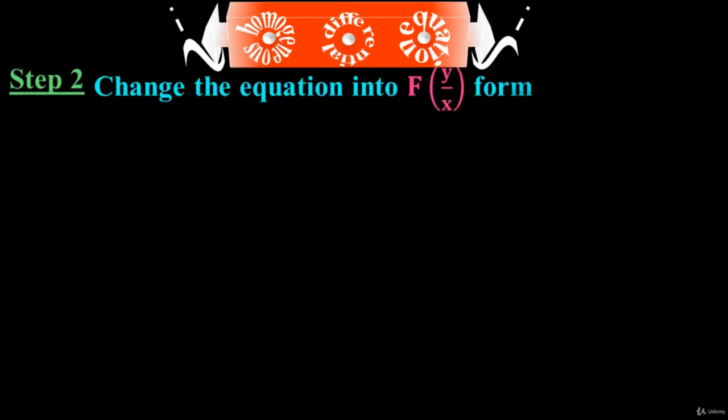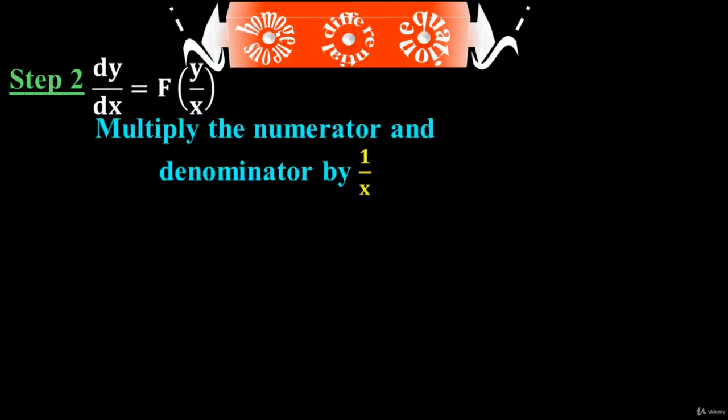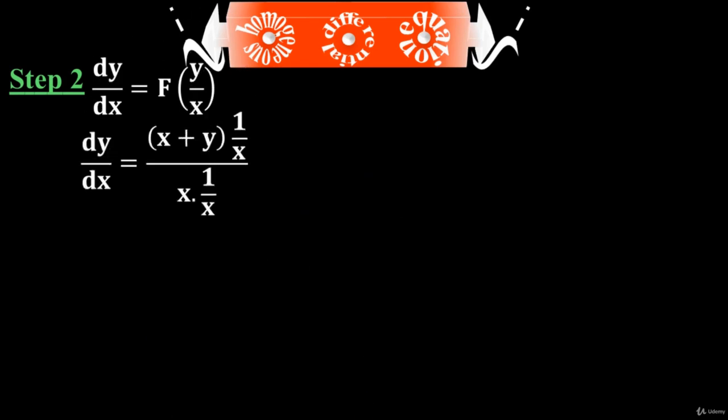Step 2. Change the equation into f of y over x form: dy/dx equals f of y over x. Why do we do this? We change the equation into y over x form just for the purpose of simplification to solve it further. Multiply the numerator and denominator by 1 over x: dy/dx equals (x plus y) times 1/x over x times 1/x. After simplification, I got 1 plus y over x. So that's how I got the equation in y over x form.